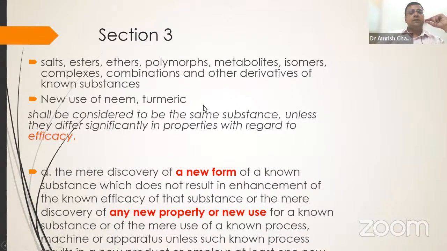Another section says basically that if you are making salts or ethers or esters or polymorphs of a compound, so a compound is already known. What you did is you experimented extensively in the laboratory and you made salts. So a sulfate salt was known and you made a hydrochloride salt. Such things are very common in pharmaceutical sciences and nothing new about it. So such new forms will not be patentable, and even a new use will not be patentable.